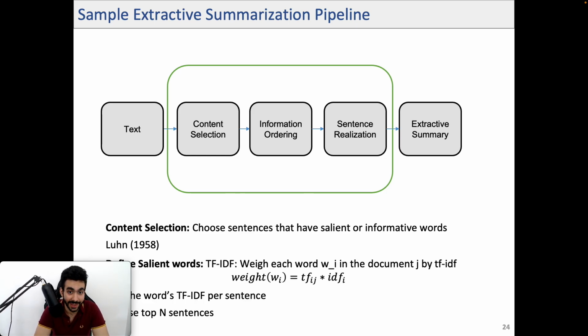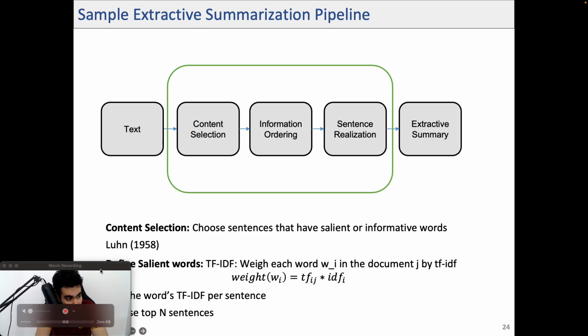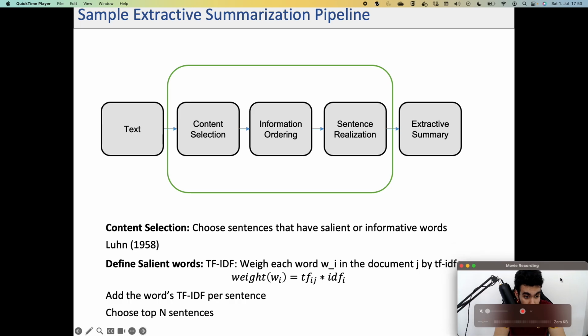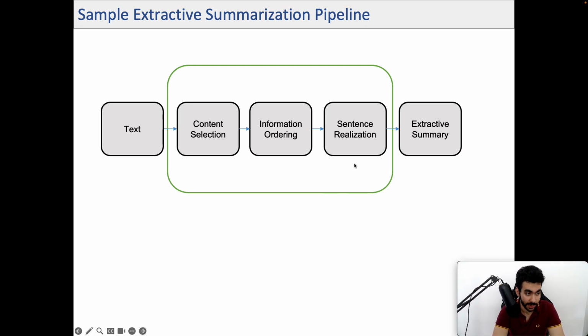How do we define the salient words? We calculate the TF-IDF, where we weigh each word in the document by its TF-IDF, add the word TF-IDF values per sentence, and choose the top n sentences. This is a way of representing the most important sentences, the top n sentences, for the content selection approach.